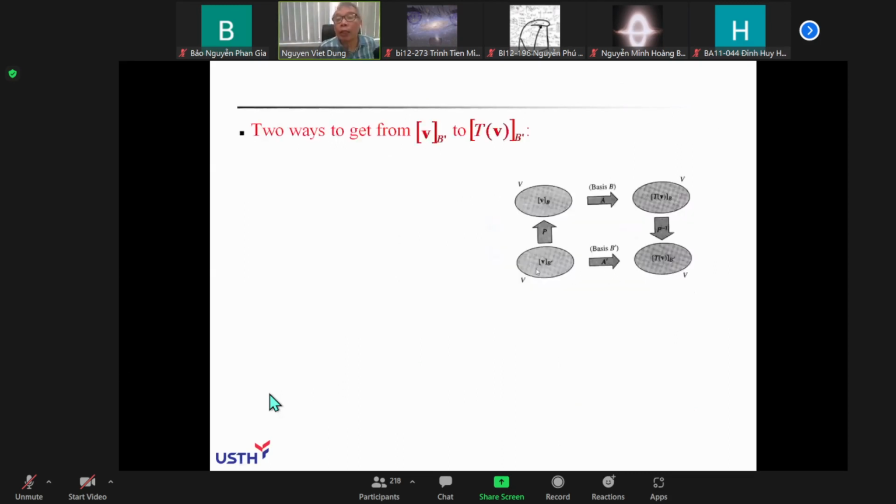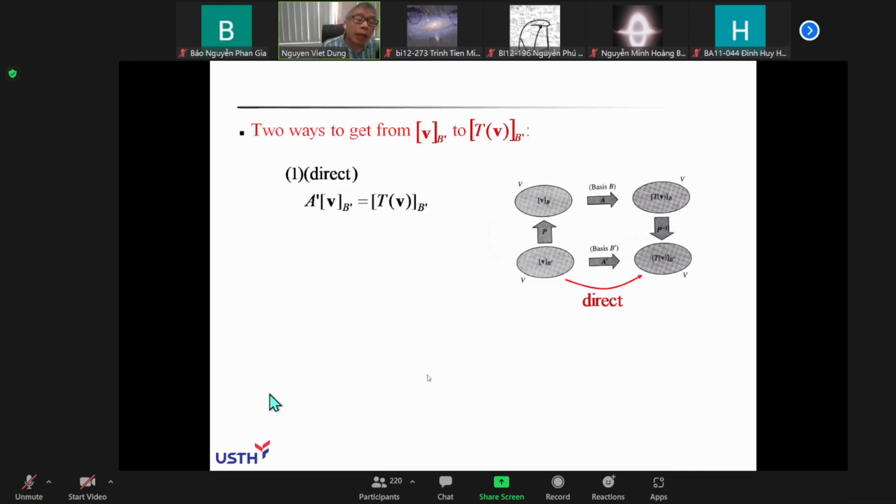Once again, I consider the diagram like in the previous slide. We have two ways to get from V with the coordinate in B prime into TV with the coordinate in B prime. The first way we consider is a direct way. That is, we go directly from here to there, and because of that, we have that formula, or by the red arrow here, we call it the direct way.